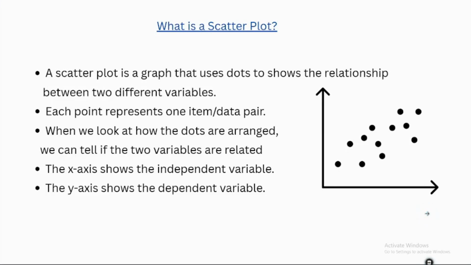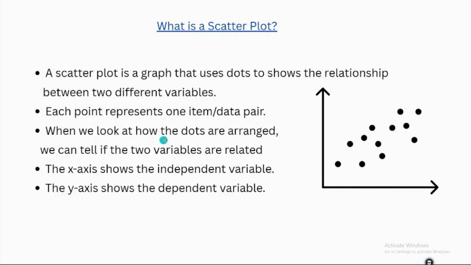Today's lesson is about scatterplot graph. What is scatterplot? Scatterplot is a graph that uses dots to show the relation between two different variables. Here is the x-axis, here is the y-axis, and these dots represent the relation between the variable in x-axis and y-axis. Each point represents one item, data pair.